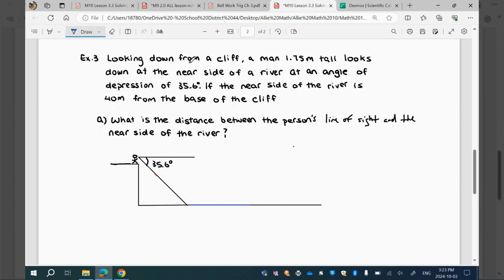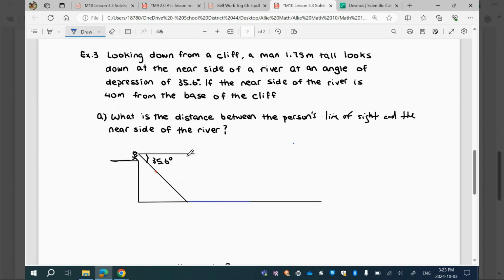Looking down from a cliff, so they're looking down relative to the horizon. This is an angle of depression. A man 1.75 meters tall, so he's right here, 1.75 meters tall, looks down at a river side, the near side of a river, at an angle of depression of 35.6. So this right here is going to give us a 90-degree angle.